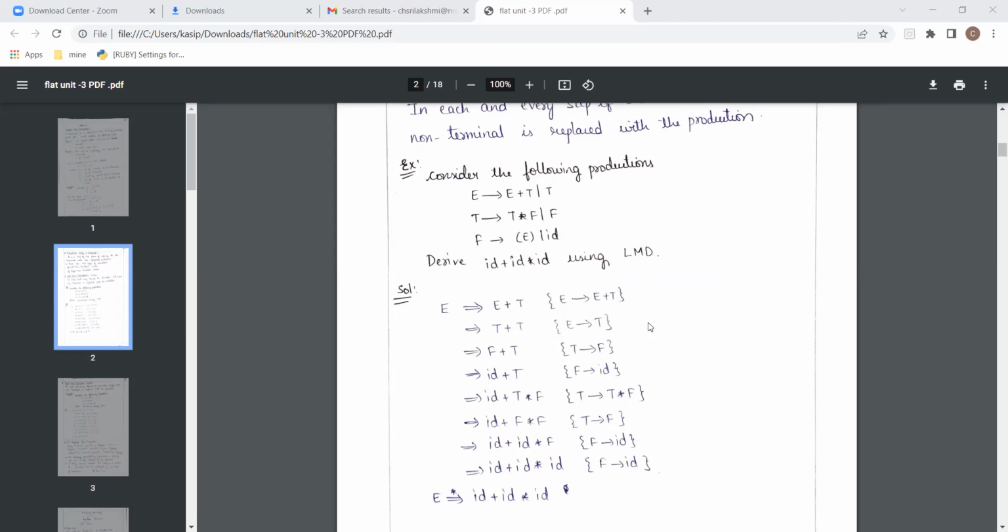ID plus ID into ID here. So that is what we want. So for that, what are the minimum number of productions we are going to get? That many productions we are going to take. We are not going to make it as a lengthy production here.